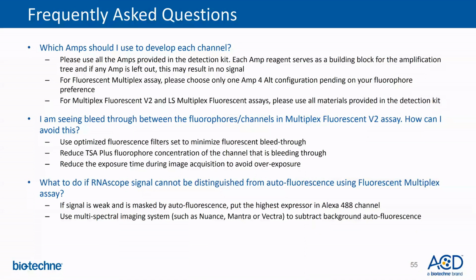What to do if RNAscope signal cannot be distinguished from autofluorescence using fluorescent multiplex assay or the V1 assay? If the signal is weak and masked by autofluorescence, please put the highest expressor in Alexa 488 channel. We recommend that you use multispectral imaging systems such as Nuance, Mantra, or Vectra to subtract background autofluorescence.